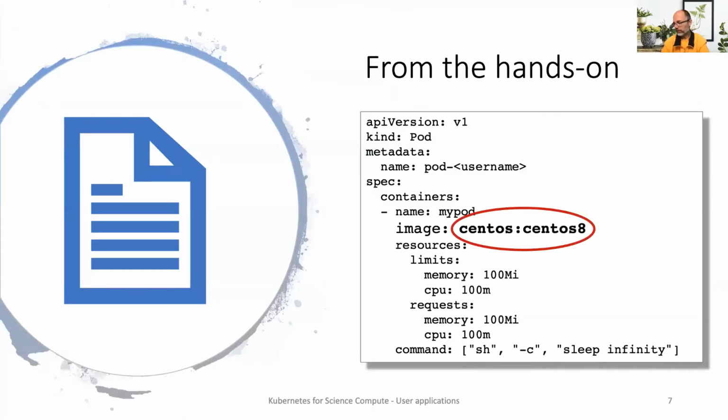And you have already used that. The first pod you launched was using a CentOS image. So it is a basic CentOS, and we said we want the CentOS 8 tag. And that's what it did. It was pulled from Docker Hub behind the scenes, and you ended up with a CentOS image. You could have picked any other one, and you would have gotten that.